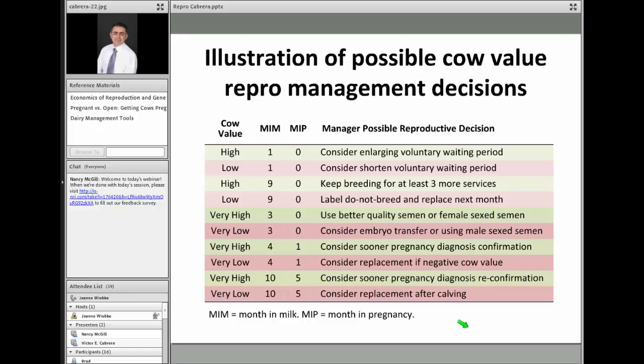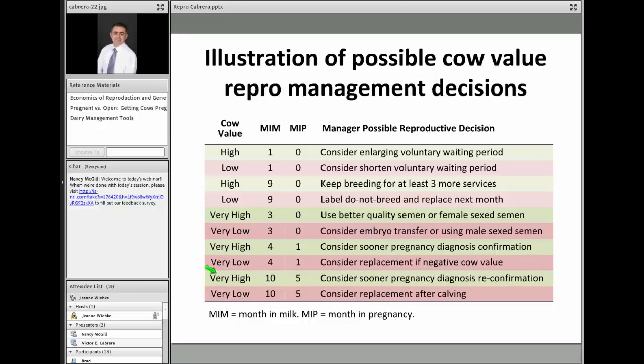area of decision making. For example, if we have very high cow value and the cow is in the 3rd month in milk, so very early in lactation, maybe peaking in the lactation, and she's not pregnant, I may decide, for example, on better quality semen or female sex semen for this cow because it's very high value.